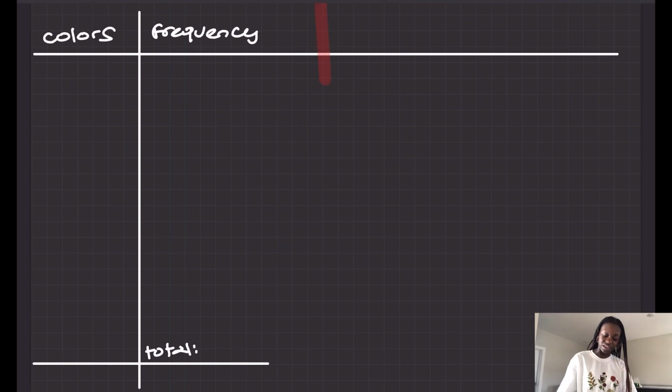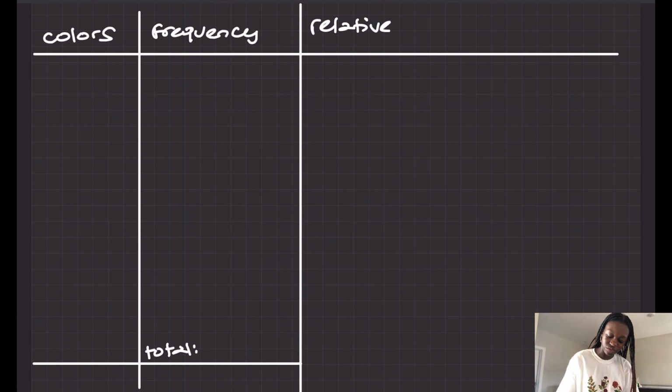Because this time they didn't give us the total. They were not as nice as the last question. So since they didn't give us the total, we're gonna have to work a little bit harder for it, so we have to add. I'm just putting this line at the bottom to remind me to add for the total. And then here we have the relative frequency.